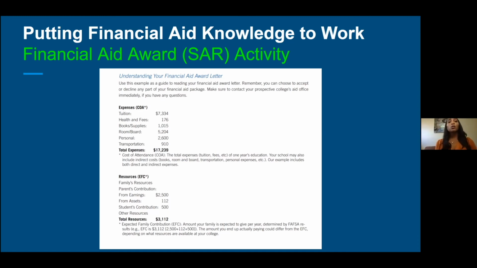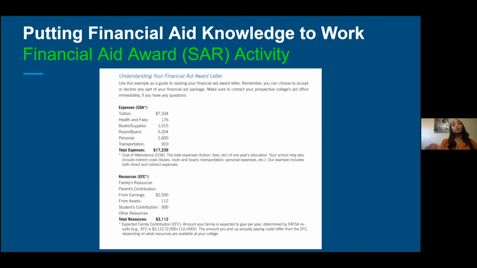They have tuition that costs $7,334. They have health and fees, which is just another fee for school, $176. They have book and supply fees, $1,015. Room and board, $5,204. Personal, $2,600, and transportation, $910. All of this added together, their cost of attendance to attend this particular school is $17,239.